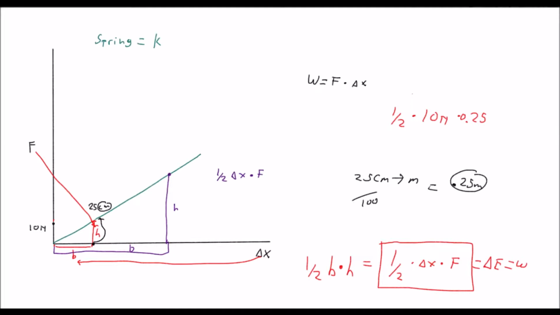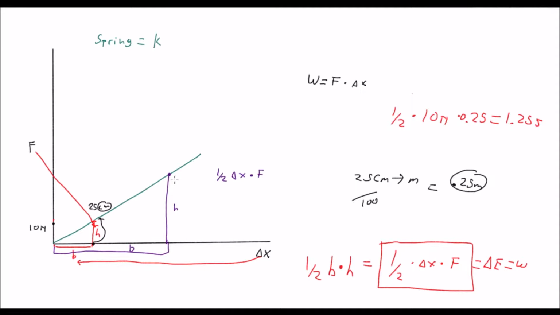So that means my total energy stored in that spring is 1.25 joules. That's how much work was required. That's how much energy was stored at that point.